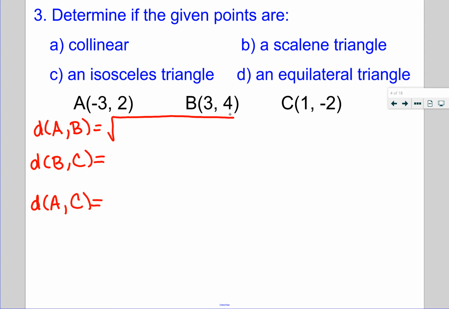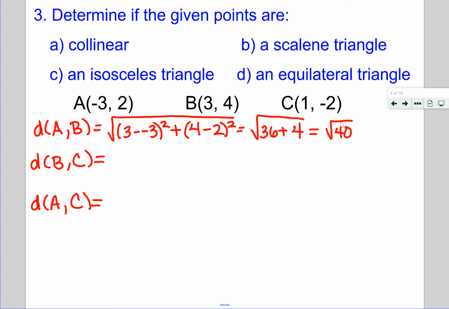The distance between A and B, I'm not going to write the original formula out here again. We've done that a couple times. It's x minus x. So 3 minus -3 squared. And y minus y, 4 minus 2 squared. 3 minus -3 is 6, which is 36 when I square it, plus 4 minus 2 is 2 squared, it's 4, and I get square root of 40, which does break down, but that's not my answer anyway, it's just for my work, so I'm going to leave it like that.